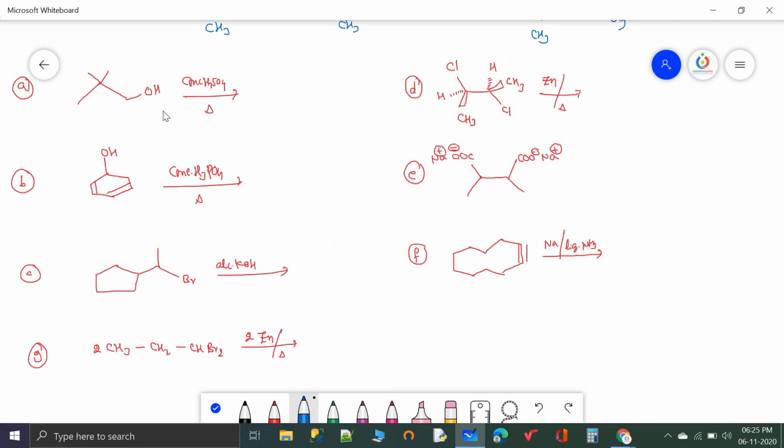So option A, the answer for this question is, because of rearrangement, a carbocation will be formed and this methyl group will shift over there. And B, there must be loss of this water molecule because benzene will be formed, which is more stable. And in this particular case, alcoholic KOH, so that it develops the bond here, is a dehydrohalogenating agent.